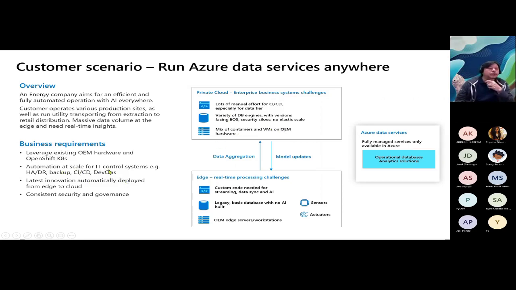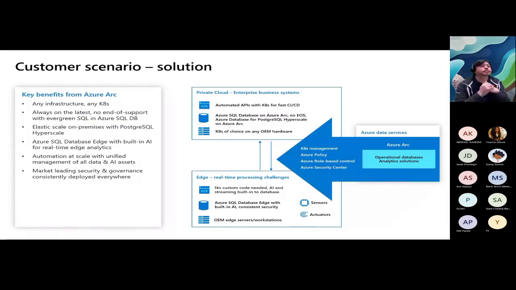Automation at scale for IT control system, for example, for the high availability, disaster recovery, backup, continuous integration, continuous deployment, and DevOps strategies. Latest innovation automatically deployed from edge to the cloud, and consistent security and governance. And how can Azure Arc help here?